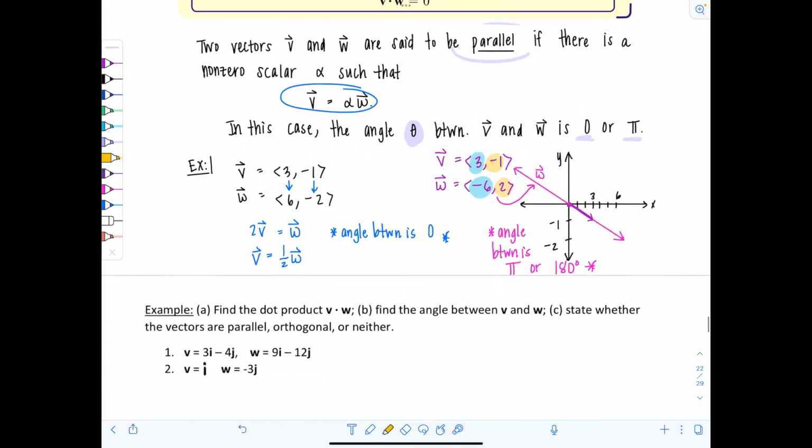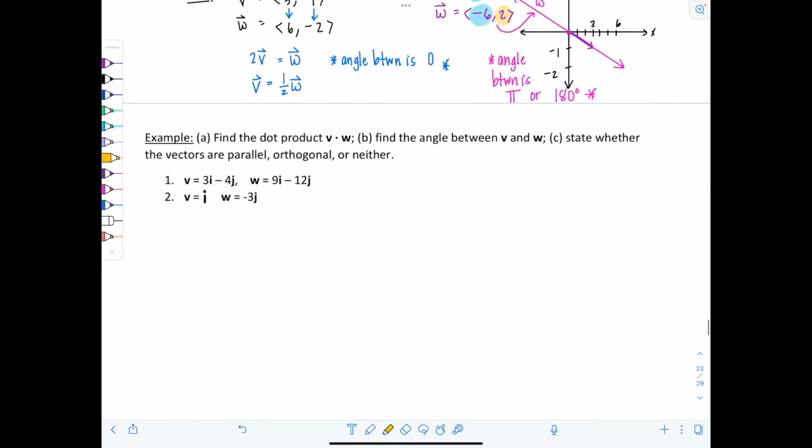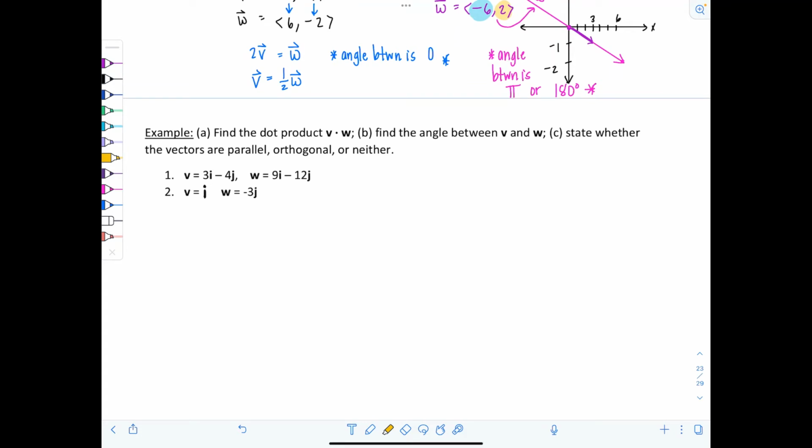Lovely. Okay, so let's look at some examples here. We're going to find the dot product between these two vectors, find the angle between them, and then state whether they are parallel, orthogonal, or neither. So first one, we have vector v with components 3 and -4, and then vector w with components 9 and -12. Okay, so first part says find the dot product v dotted with w.